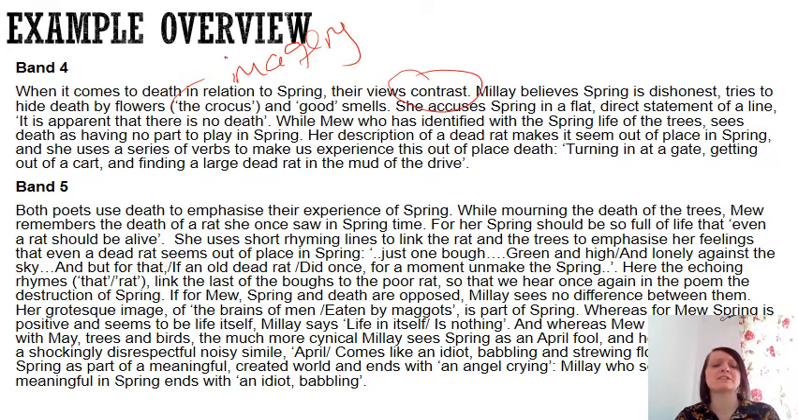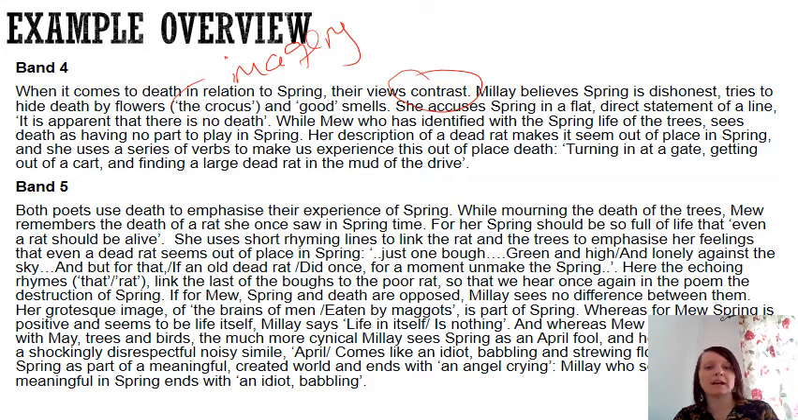Of the crocus and good smells. She accuses spring in a flat, direct statement of a line. It is apparent that there is no death. While Mew, who has identified with the spring life of the trees, sees death as having no part to play in spring. Her description of a dead rat makes it seem out of place in spring, and she chooses a series of verbs to make us experience that out of place death: turning in at a gate, getting out of a cart, and finding a large dead rat in the mud of the drive.